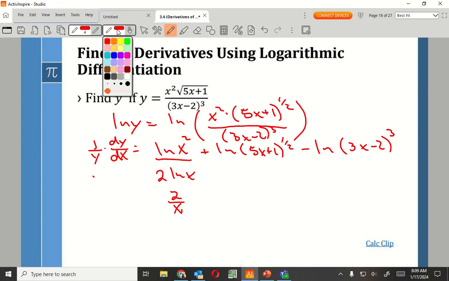Let me change up colors so we can see. This second one here. What can I do with my exponent? Yeah, what do I do with the exponent? Out front, right? So it turns into 1/2 times ln of 5x plus 1. I'm still going to have to deal with the chain rule here, right? Because on the inside I don't just have x by itself, so therefore I'm going to have a chain rule in there.